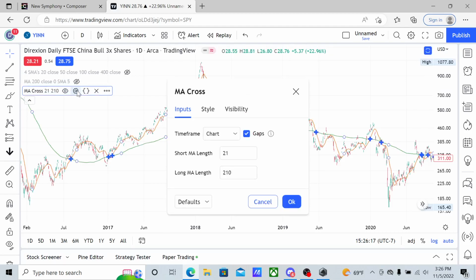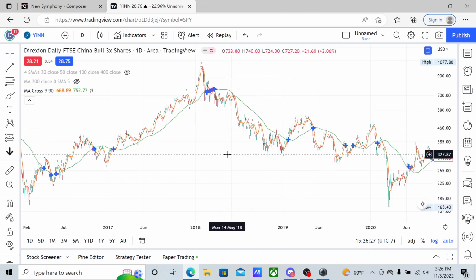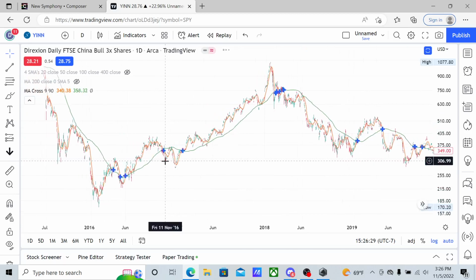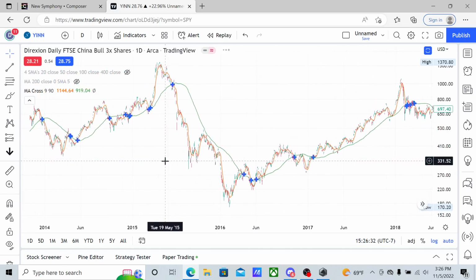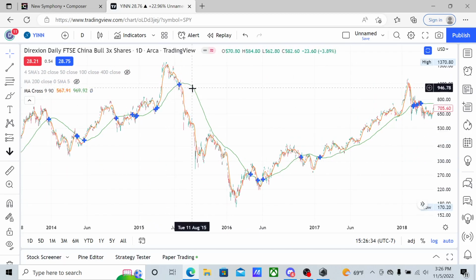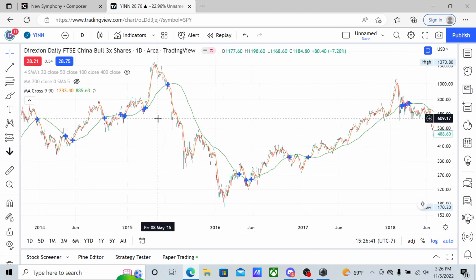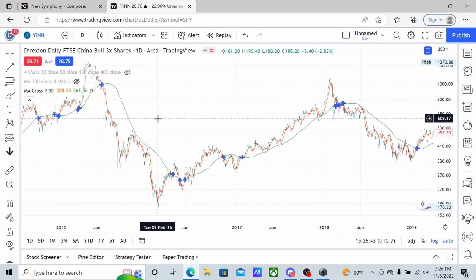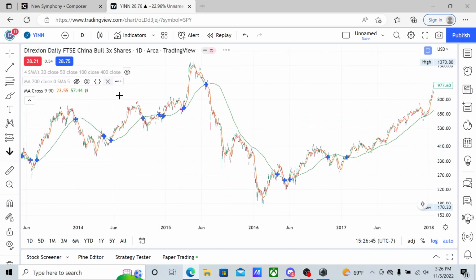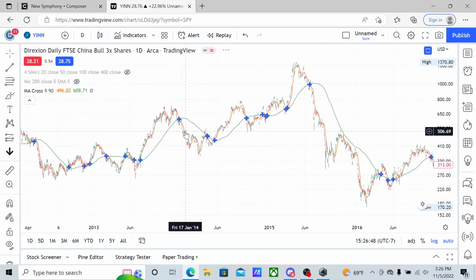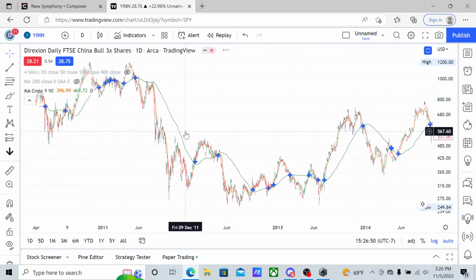Let me do this moving average cross. Can't remember what this one was. I believe it was a 9-day and a 90-day. I can't remember exactly, but you can see YINN more so respects a 90-day moving average as sort of a longer term trend for this. But emerging markets are extremely tricky, and this one being a 3x leveraged one, you have to be very careful if you are designing a strategy around it.